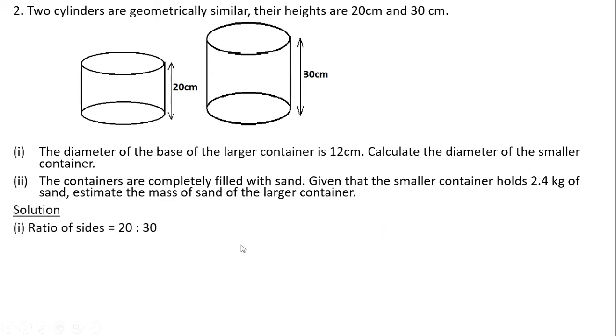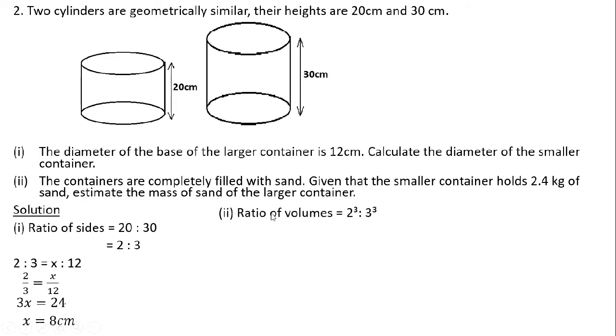So we are going to say the ratio of sides is 20 to 30. We'll take this to its lowest terms, which is going to give us 2 to 3. The larger container is 12 centimeters. So the smaller container we don't know, which we are going to indicate with an x. 2 to 3 is equal to x to 12. So 2 over 3 is equal to x over 12, and then we'll cross multiply. 3 times x will give us 3x. 2 times 12 will give us 24. To find the value of x, we divide both sides by 3. Our x is equal to 8 centimeters.